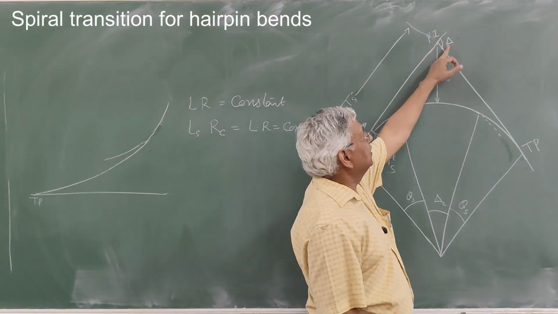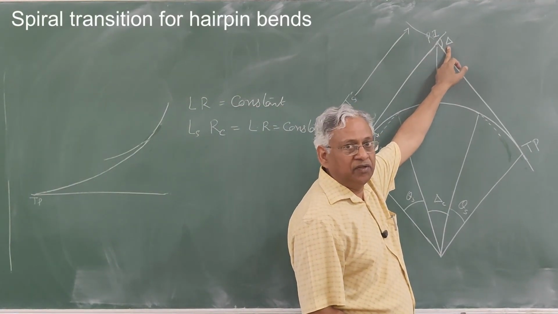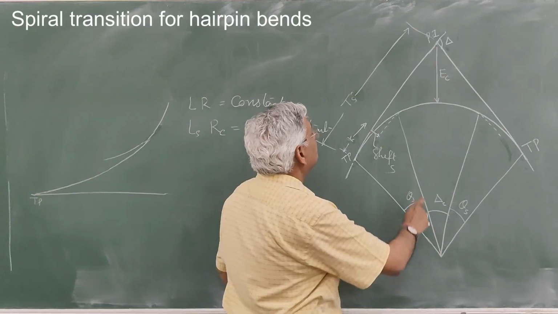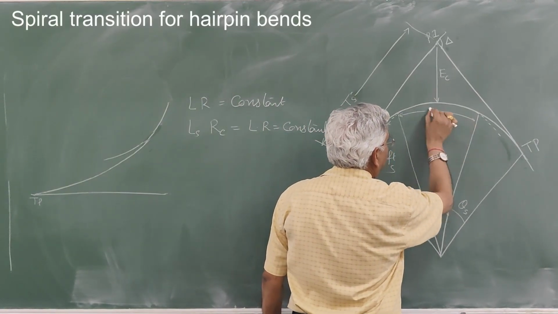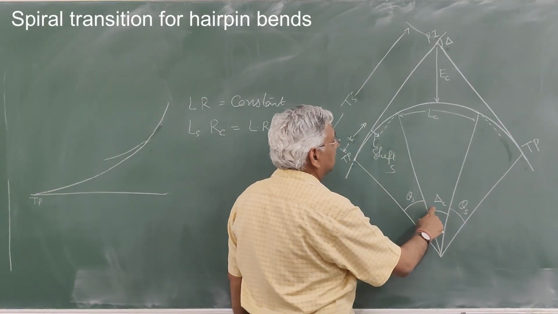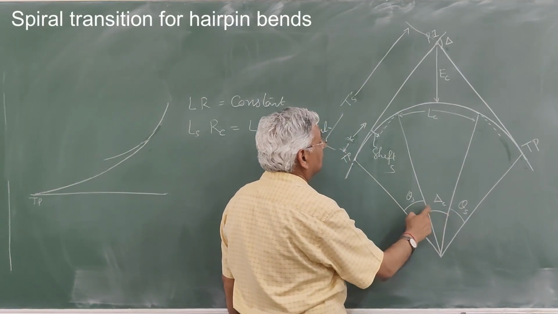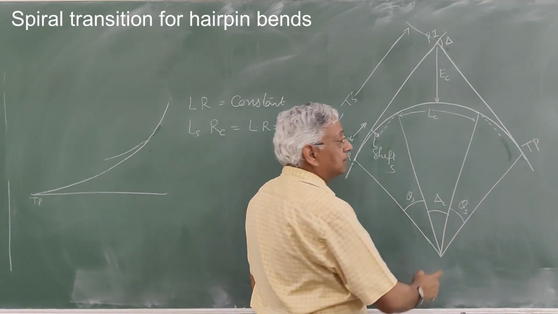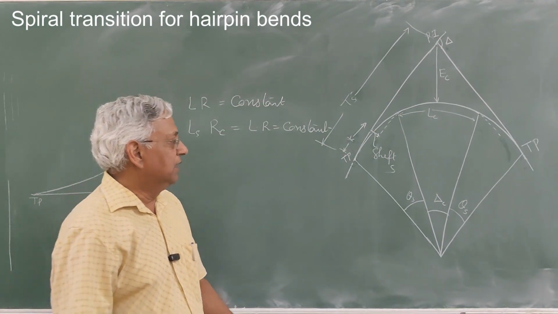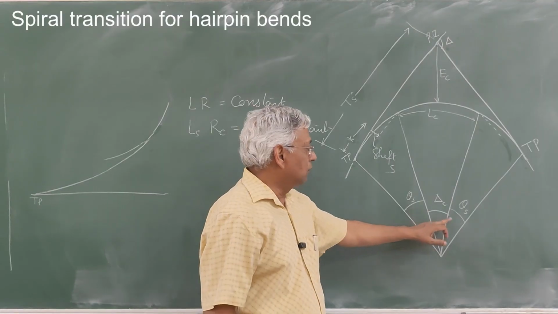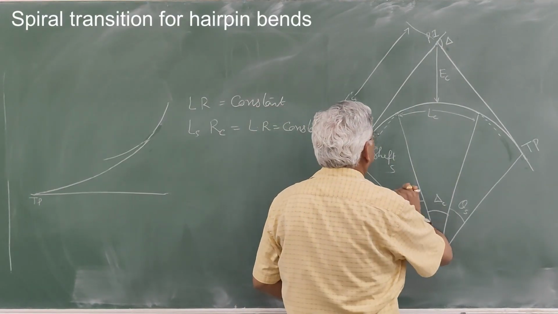Now, this is a deflection angle. The deflection angle is generally known in the field. That is the length of the circular curve, Lc, and that is the deflection angle of the circular curve. These are the two deflection angles of the transitions, theta S, and delta C. The sum of all these is delta. This is delta.